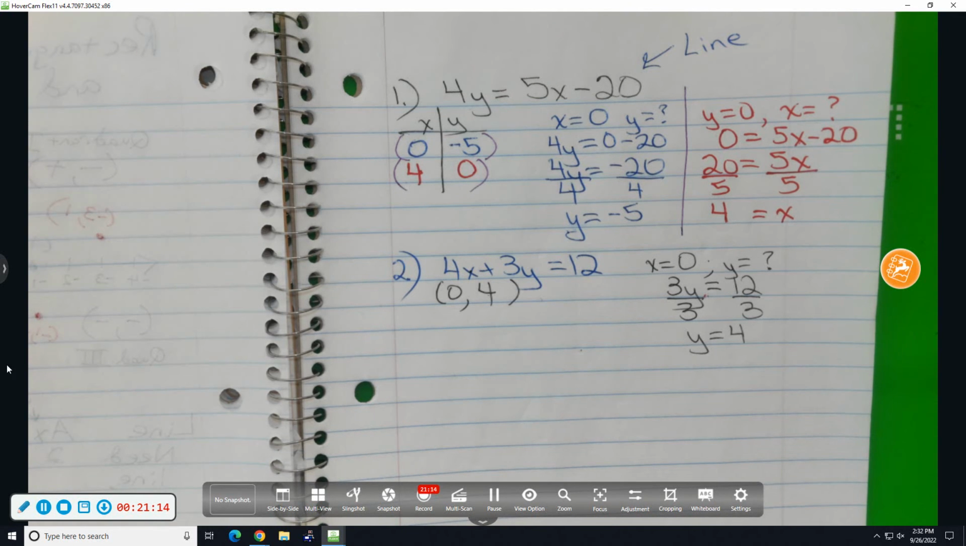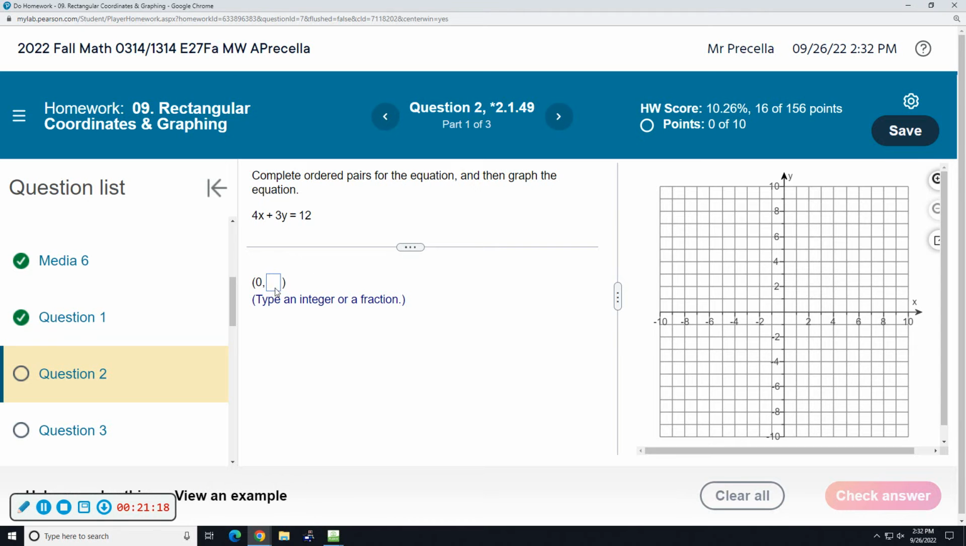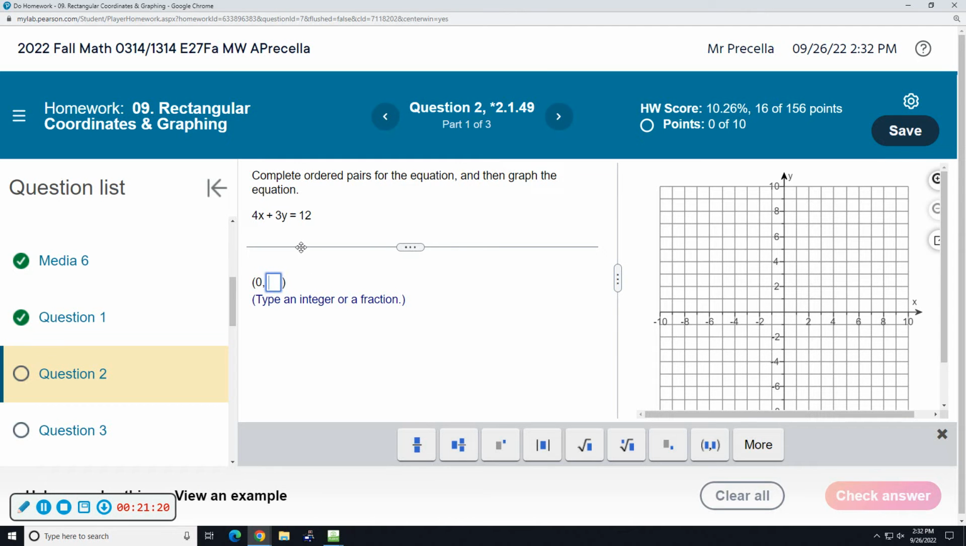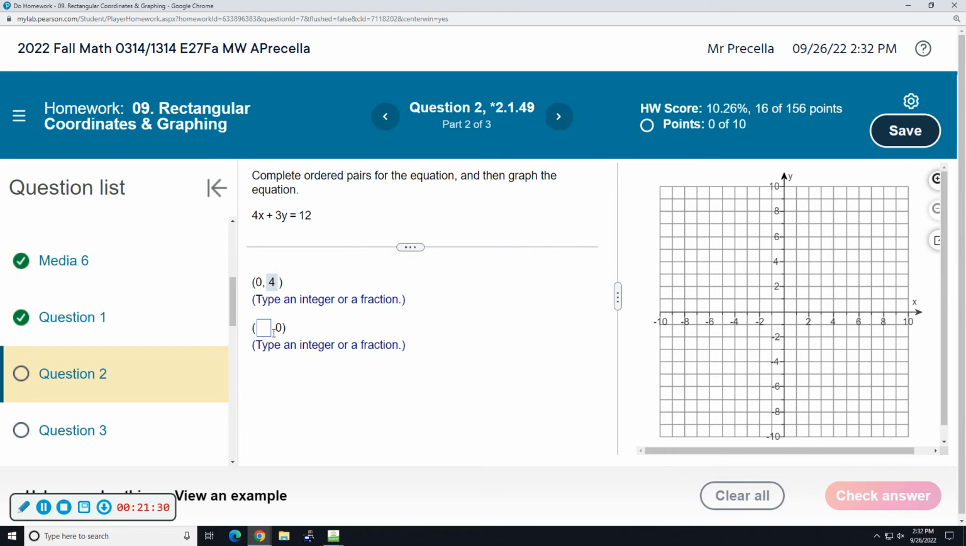So we go back over here, and in that blue box, we complete the ordered pair by typing in a 4. But we need 2 points to draw a line. I bet you they're going to have another ordered pair for us. Oh, look at that. Here's another ordered pair they have for us. In this case, the box is in the first spot.